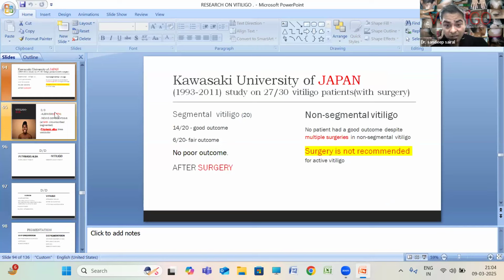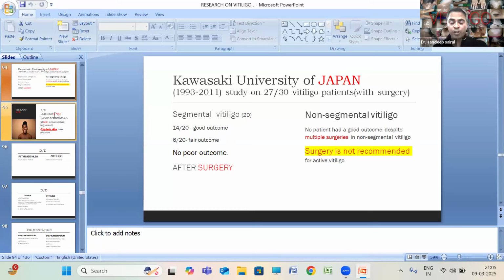This is the last study of today's webinar I'm sharing with you. Kawasaki University of Japan did a study from 1993 to 2011 on 30 patients. Just 27 out of 30 showed the follow-up. First we will talk about segmental vitiligo. They took normal skin and grafted it on the vitiligo patch and did some phototherapy, and after doing so they found very good results of surgery in segmental vitiligo. But they started performing a similar thing in non-segmental vitiligo.